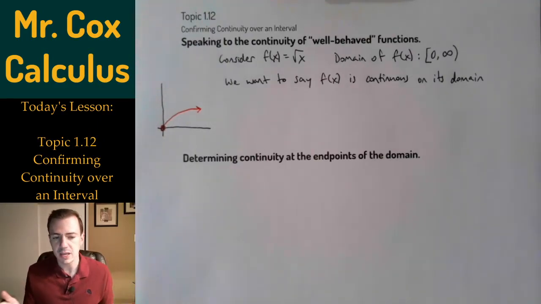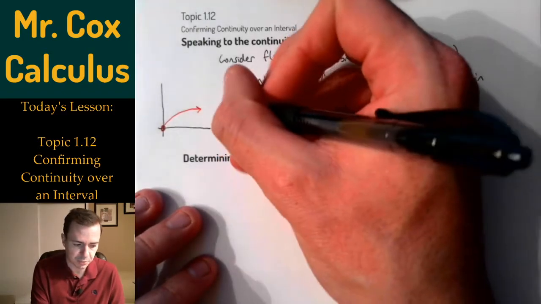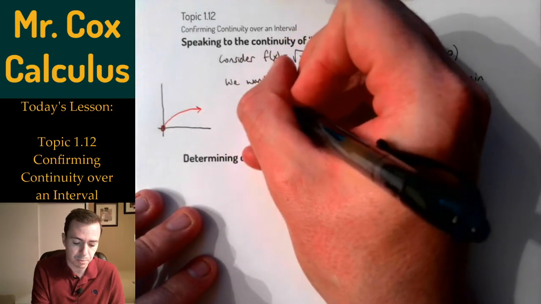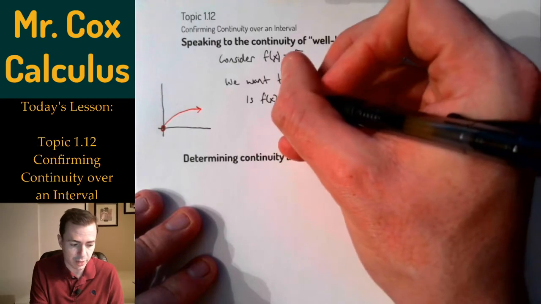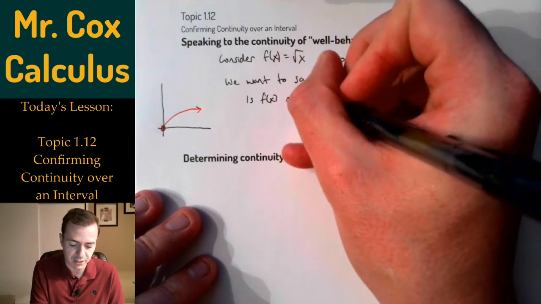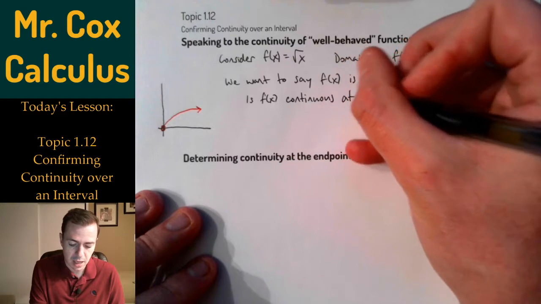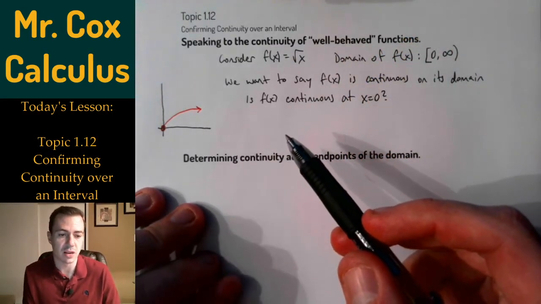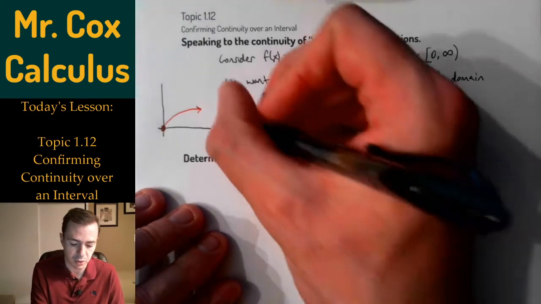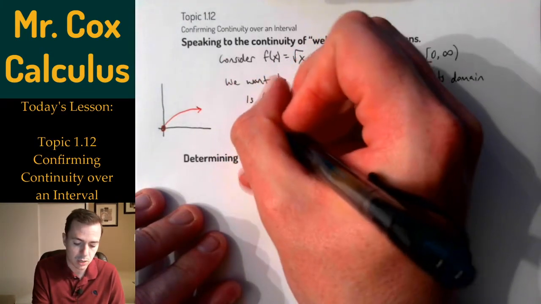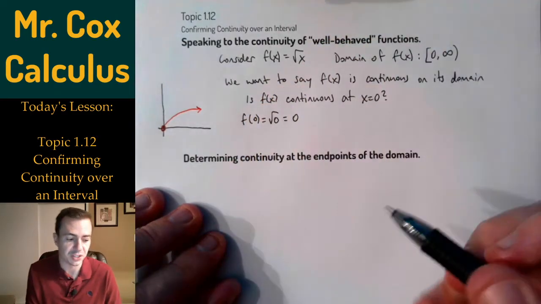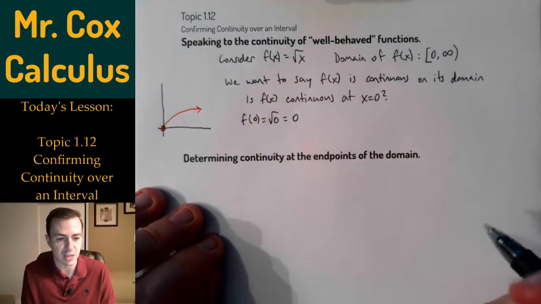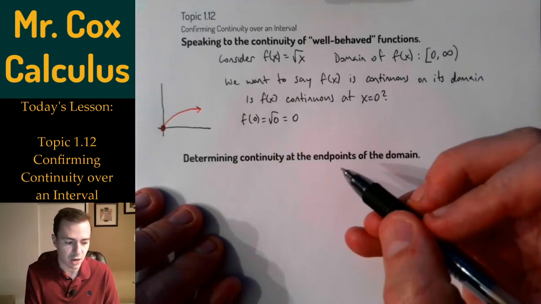But if you blindly apply the continuity at a point definition, you might run into a little bit of trouble here. You would ask yourself, is f of x continuous at x equals 0? If you just take that definition from the previous topic, you would say, okay, well, I know f of 0 is the square root of 0, which is 0. So f of 0 exists, and we hit that first bullet point for continuity.